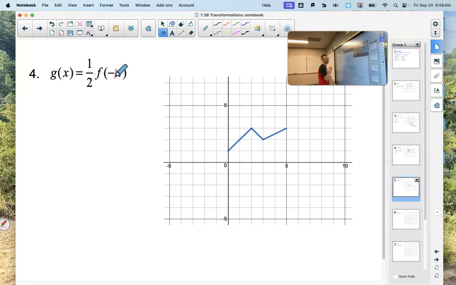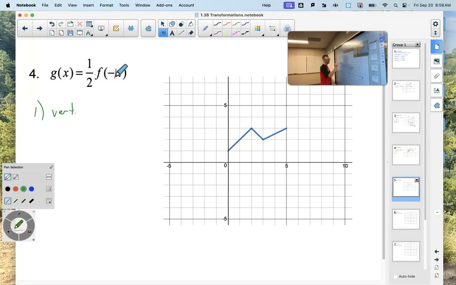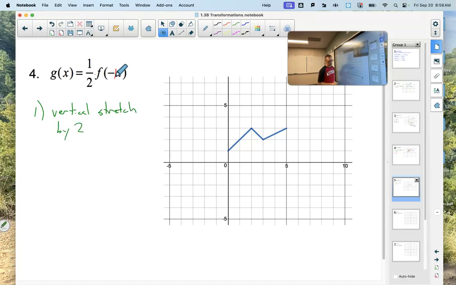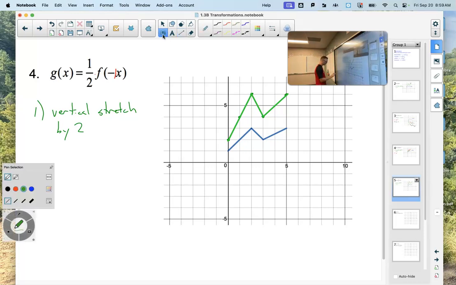That 1/2 out front is changing y values. That is going to be a vertical stretch by 2. Multiply every y value that we have by 2. 2 times 2, 3 times 2, 2 times 2, 3 times 2. All right, that was step 1. Vertically stretched it by 2. Step 2 is that x's times by -1.